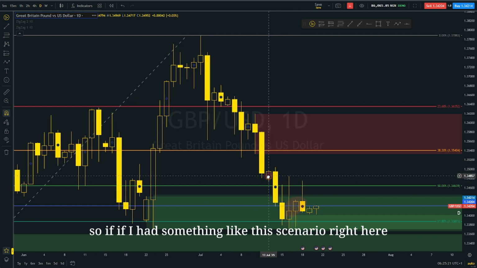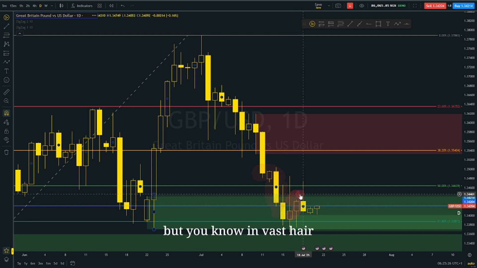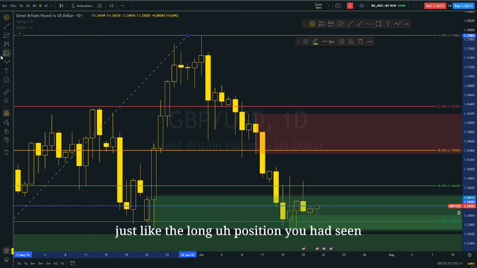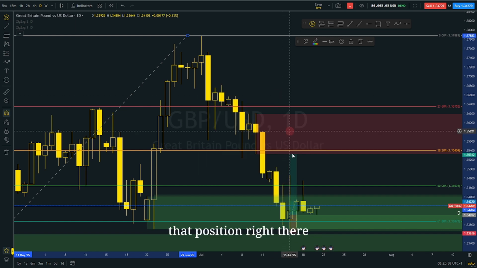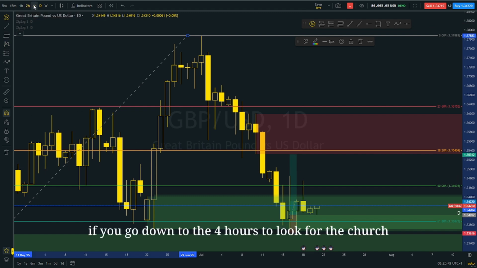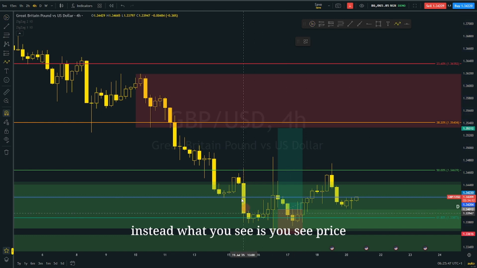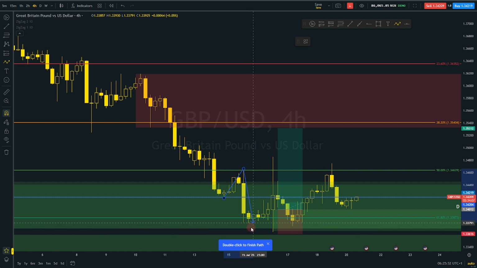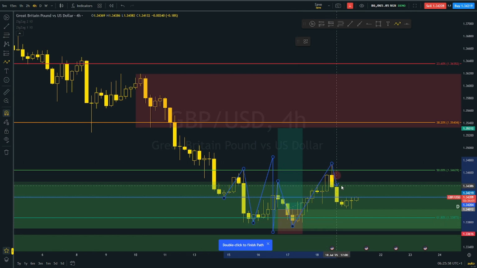So if I had a scenario like this right here, I would have really loved to long for this position, just like the long position you had seen. I would have loved to go for that position right there. However, if you go down to the 4 hours to look for the choke instead, you see price, it's very similar to the euro US dollar. You see price do this funny move, and it's looking quite okay.